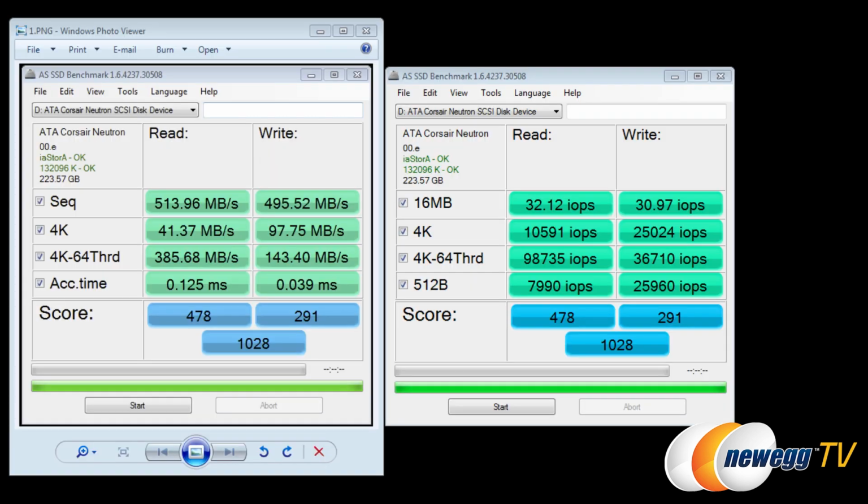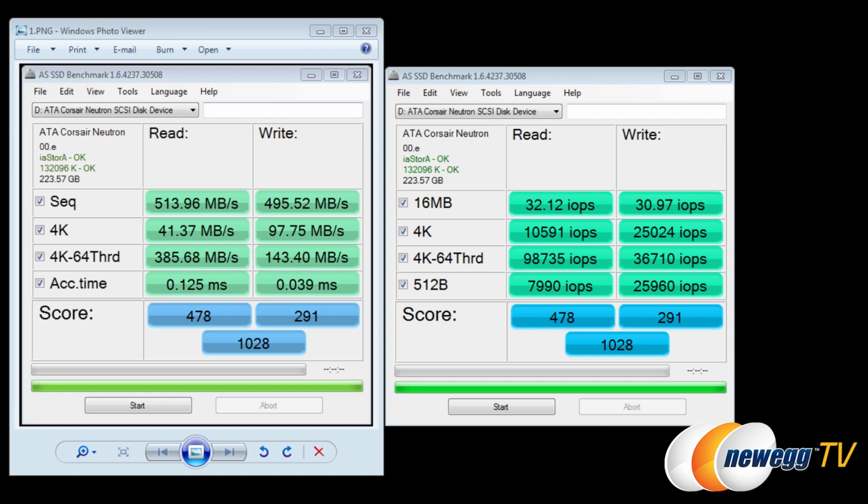Then we move into the AS SSD benchmark, and I have IOPS on the right and megabytes per second on the left. So starting with megabytes per second, sequentially we're looking at reads of 513 megabytes per second and the write speed is 495. 4K, we're seeing 41 megabytes per second and 97 megabytes per second on reads and writes. You can see the rest from here. Access time seems like it's 0.125 milliseconds. That's sort of high, and then one really low one at 0.039 milliseconds in terms of access time. You usually want it to be below 0.05, but either way, these numbers are extremely fast and far faster than a standard hard drive would be versus an SSD.